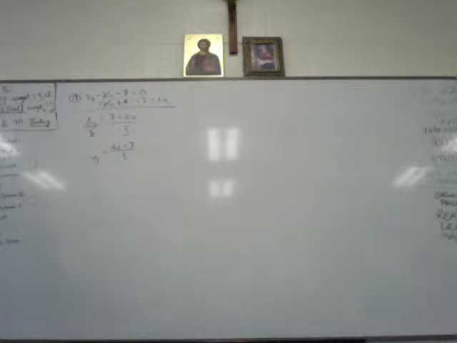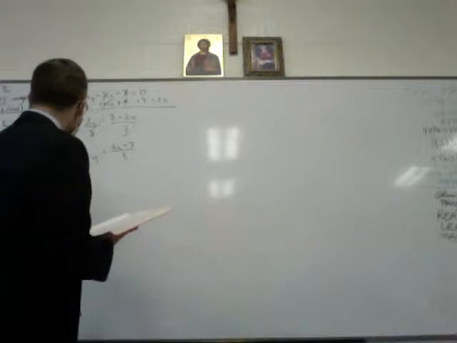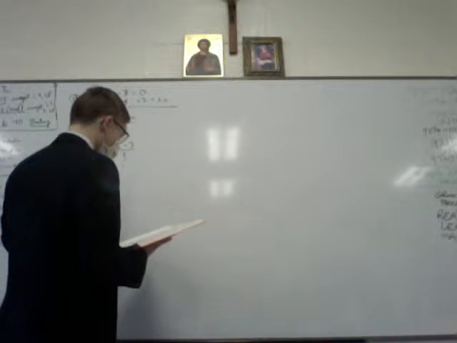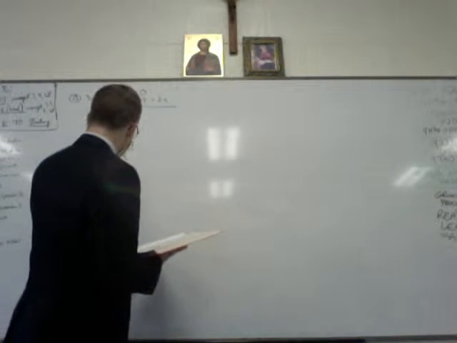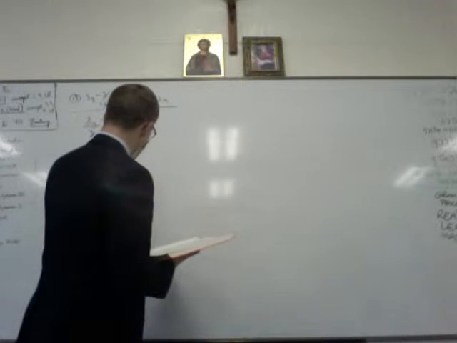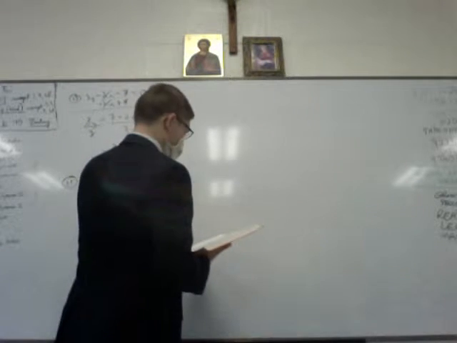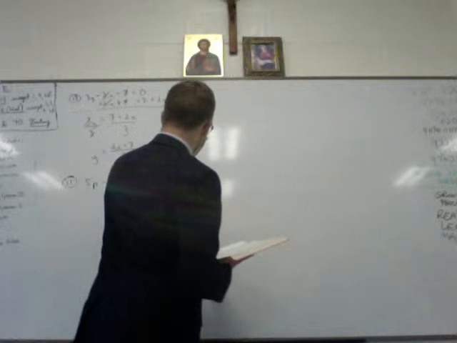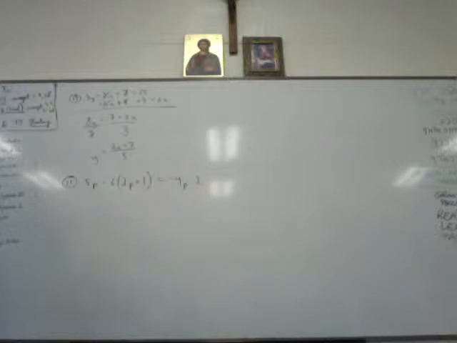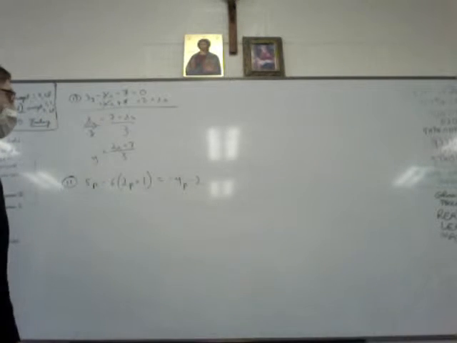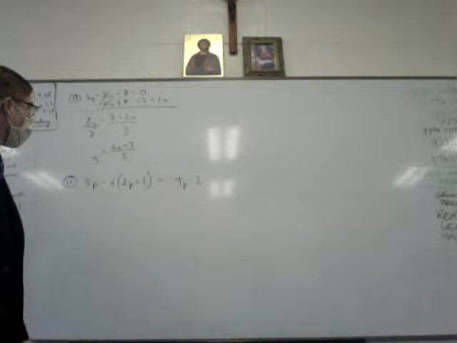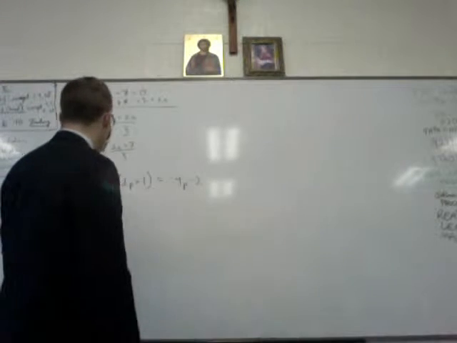Next. Wait, what one did you do? We're just at 13. Oh, yes. Number 11. We're solving for p. 5p minus 6 times 2p plus 1 equals negative 4p minus 2. What should we do first in order to solve this? Get rid of the parentheses. What's going to happen when we get rid of the parentheses?